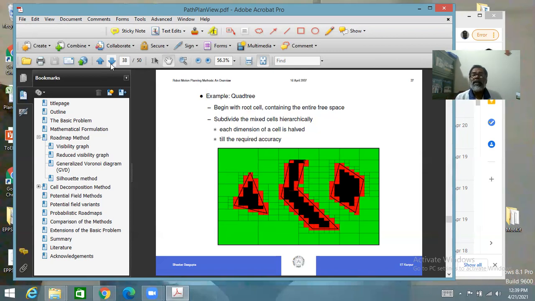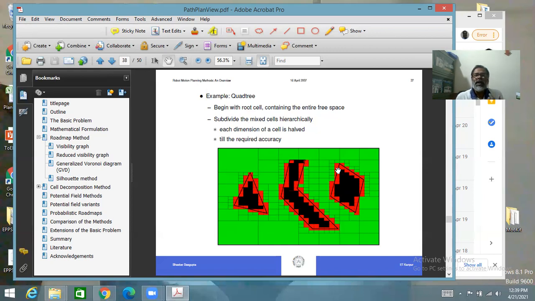Okay, and how many rounds you will have, that depends upon your tolerance requirement. So if you say that I'll never go below half millimeter, then by the time one of the dimensions of a mixed cell becomes half millimeter, after that you will not further decompose. That much accuracy is good enough for you. And how much tolerance you want, how much accuracy is good enough for you, that you will decide.